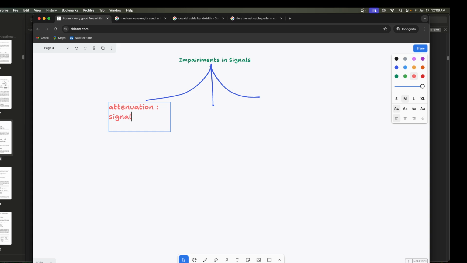Signal strength decreases. This is basically the law of energy conservation, right? Law of conservation.